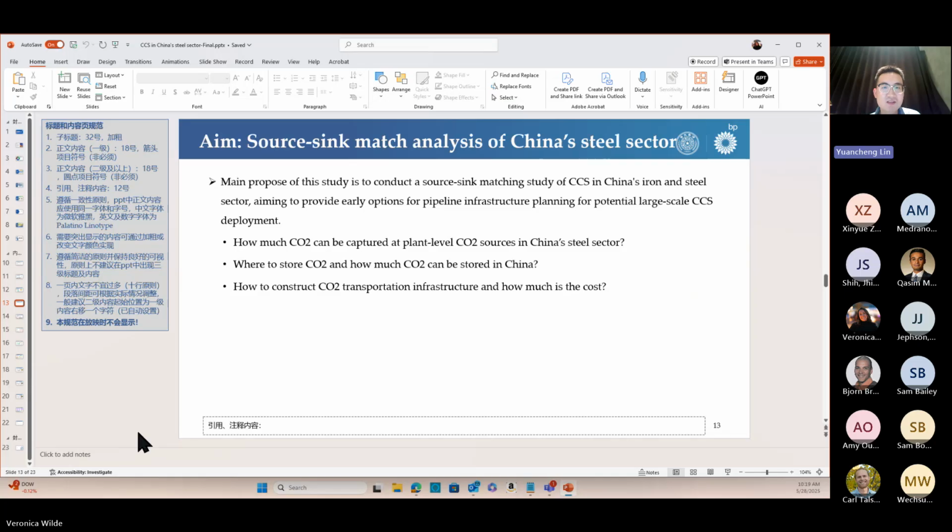The aim of this study is a detailed source-sink matching analysis of China's steel sector, and we aim to answer the following 3 questions. That is, how much CO2 can be captured, where to store CO2, and the last one, how to transport CO2 from sources to storage sites and what the total cost is. Okay, next slide.